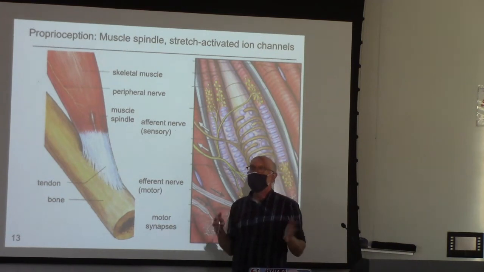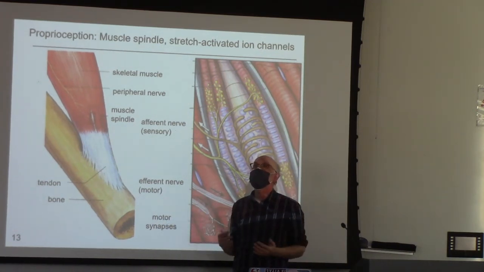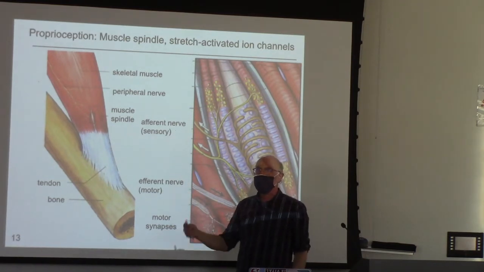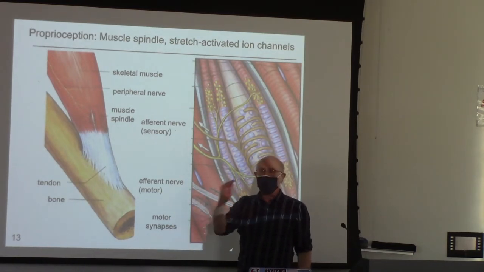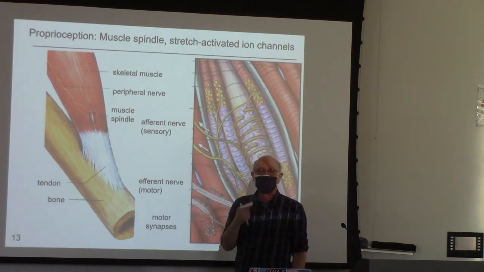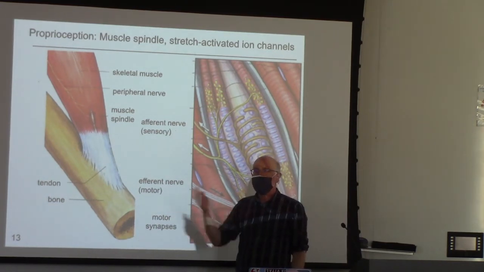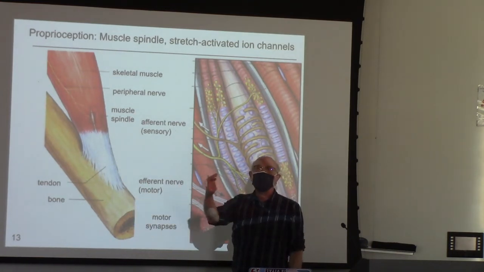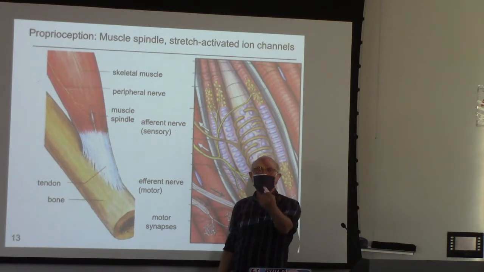So I can close my eyes and have a good sense of where my hand is. I can close my eyes and bring my fingertip right to my nose, even without seeing it, because I have good proprioception. I'm seeing it now, but now I'm not seeing it. I'll use my left hand, which is not as good.